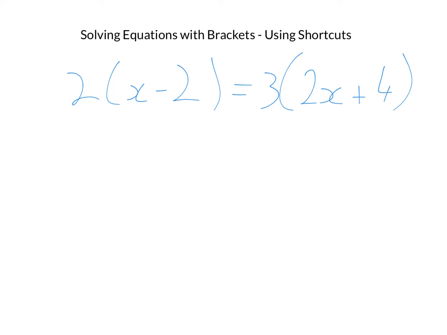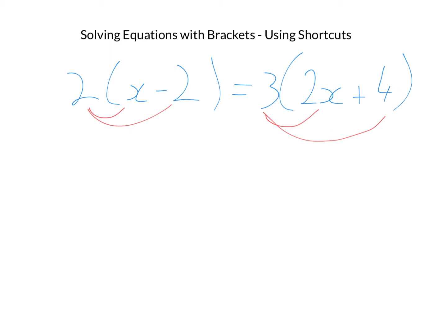So what we'll look at doing then instead is seeing if we can multiply out those brackets by the numbers outside them. So we've got a 2 outside, so we're going to multiply x by 2 and minus 2 by 2. On the other bracket we have a 3 outside, so we're going to multiply 3 by the first term and 3 by the second term. So it'll be 3 by 2x and 3 by 4.